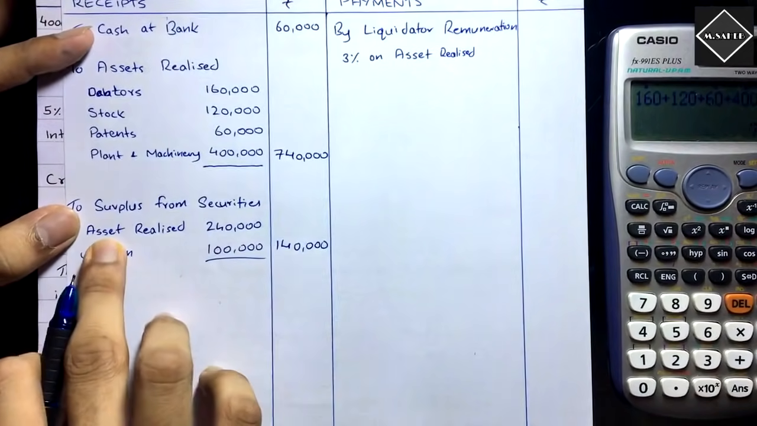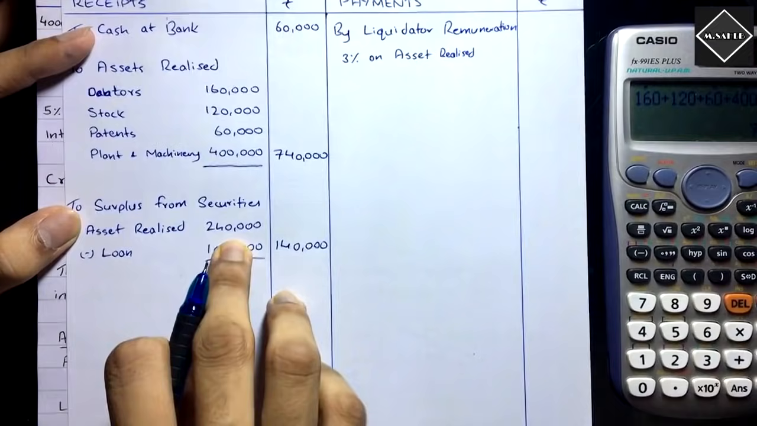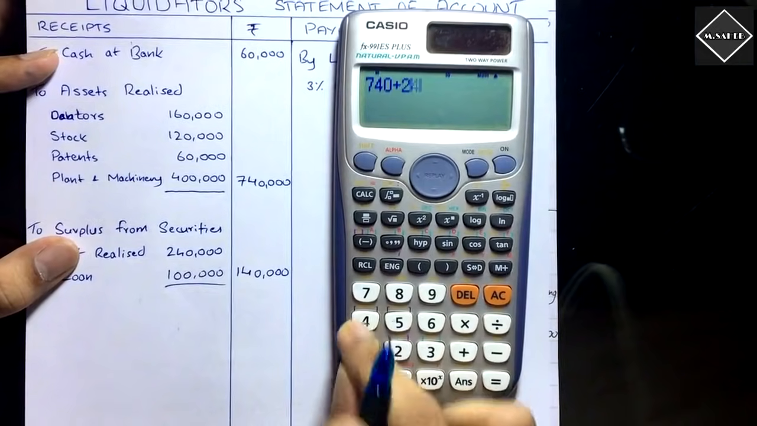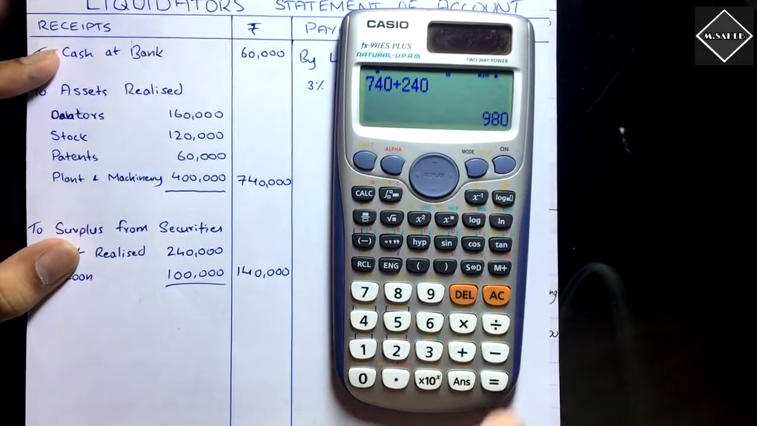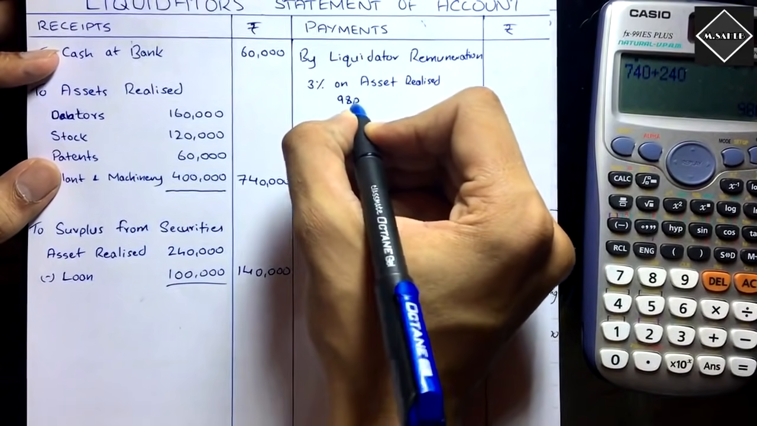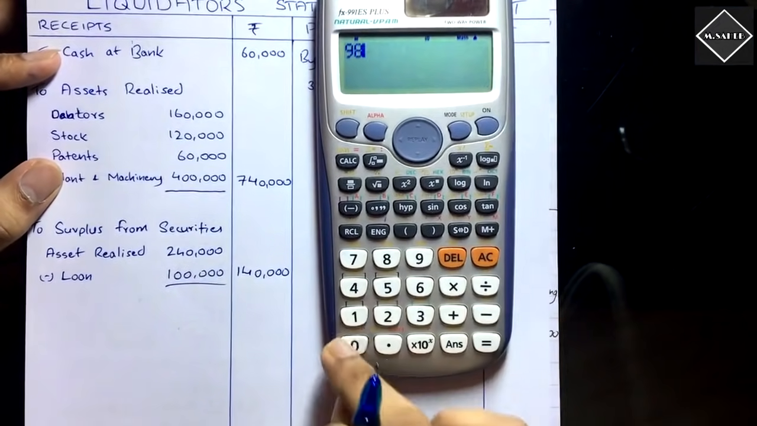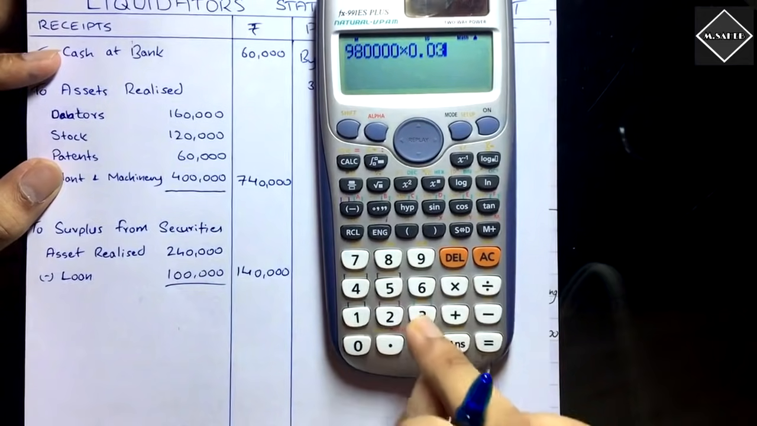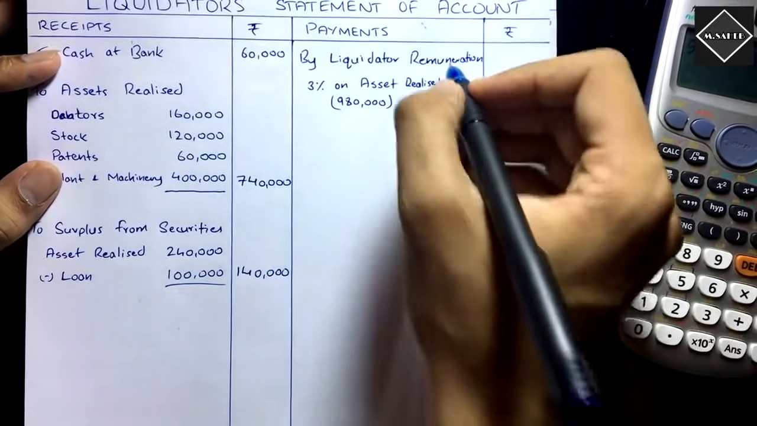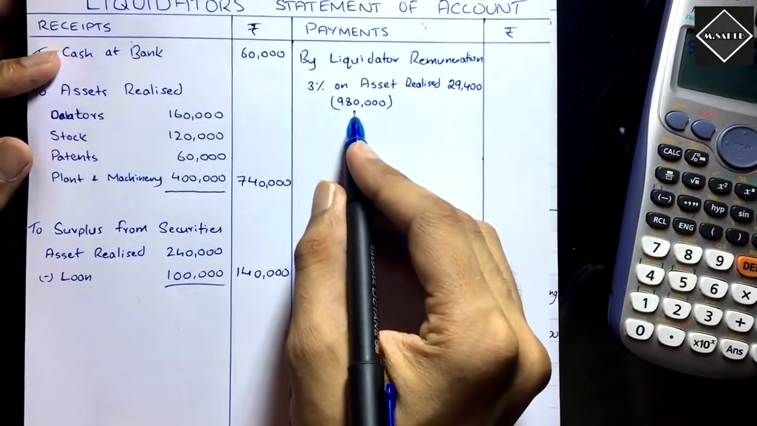Why? Because the liquidator has also realized 2,40,000 of building also, right? So you have to include that too. 740 plus 240, that is equal to 980. 9,80,000. That's the total figure of the asset realized. So if you calculate 9,80,000 into 3%, that is 0.03, that gives us 29,400. That would be the remuneration of liquidator, 29,400. 3% on 9,80,000.